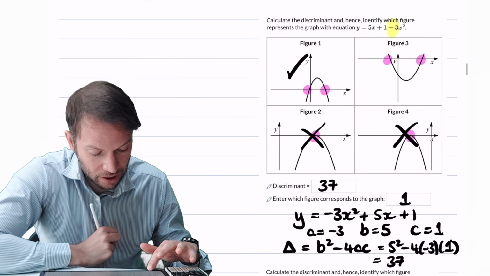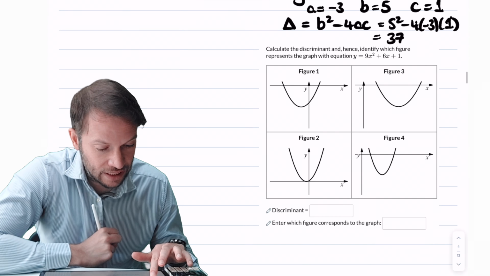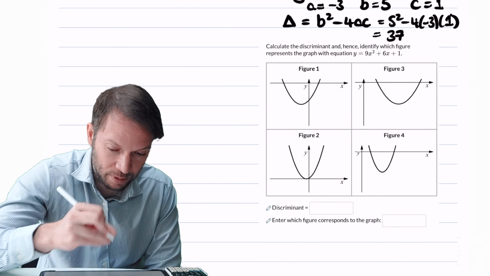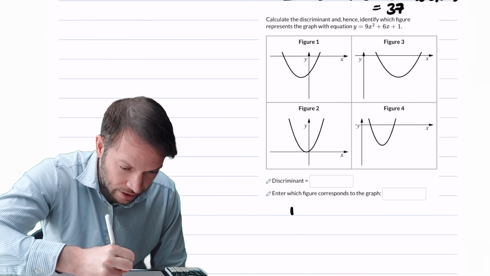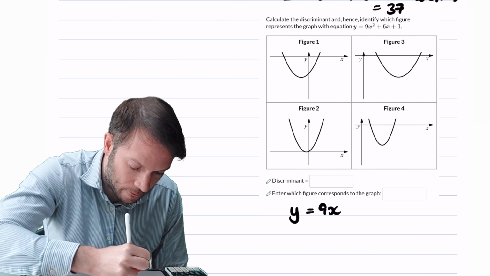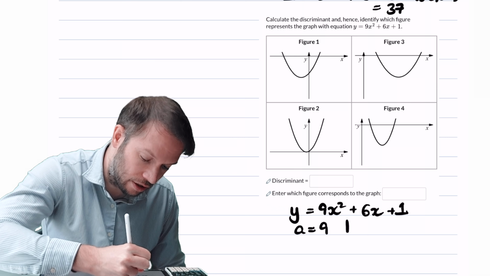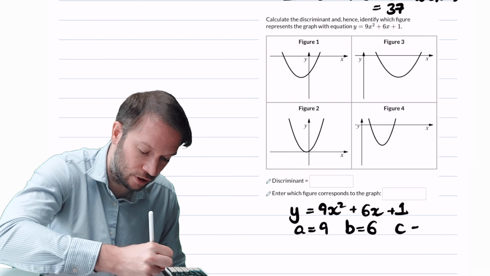Let's do the next one below. Calculate the discriminant and hence identify which figure represents the graph of equation y equals 9x squared plus 6x plus 1. Again, we need to work out the discriminant. Let's just write out the equation here below. Now the a is the coefficient of the x squared term, which is 9, b is the coefficient of x, which is 6, and c is the constant term.